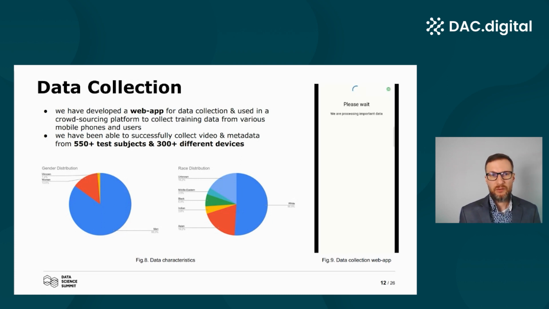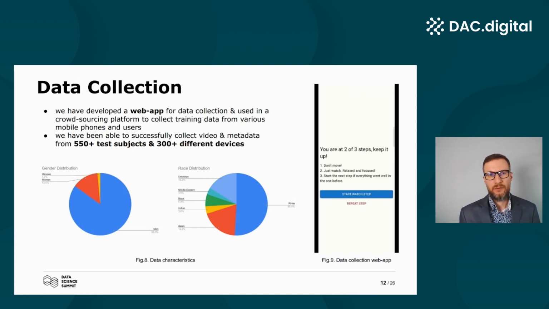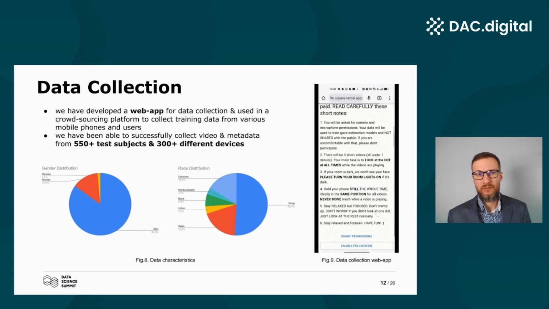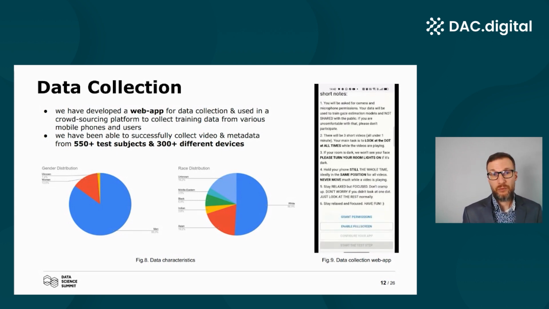We don't have much control over who uses the app, so as you can see from the charts, the collected dataset is somewhat biased towards men of white ethnicity, but we are currently working on making that dataset more balanced.